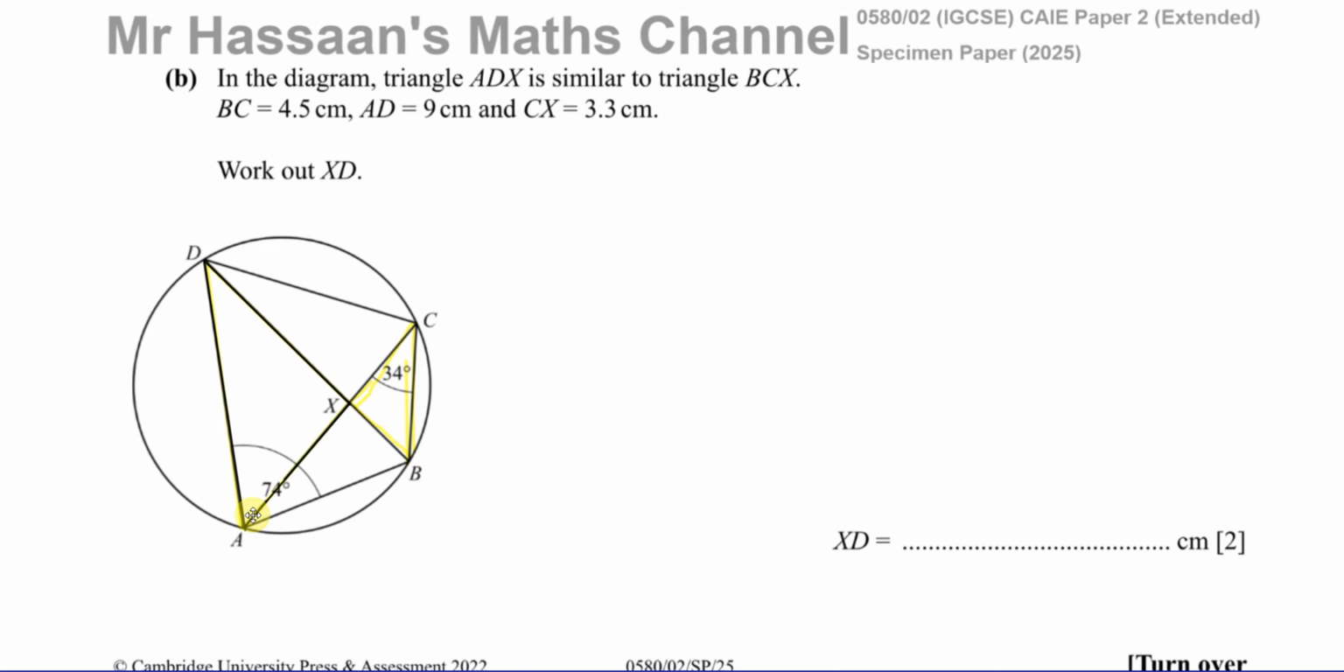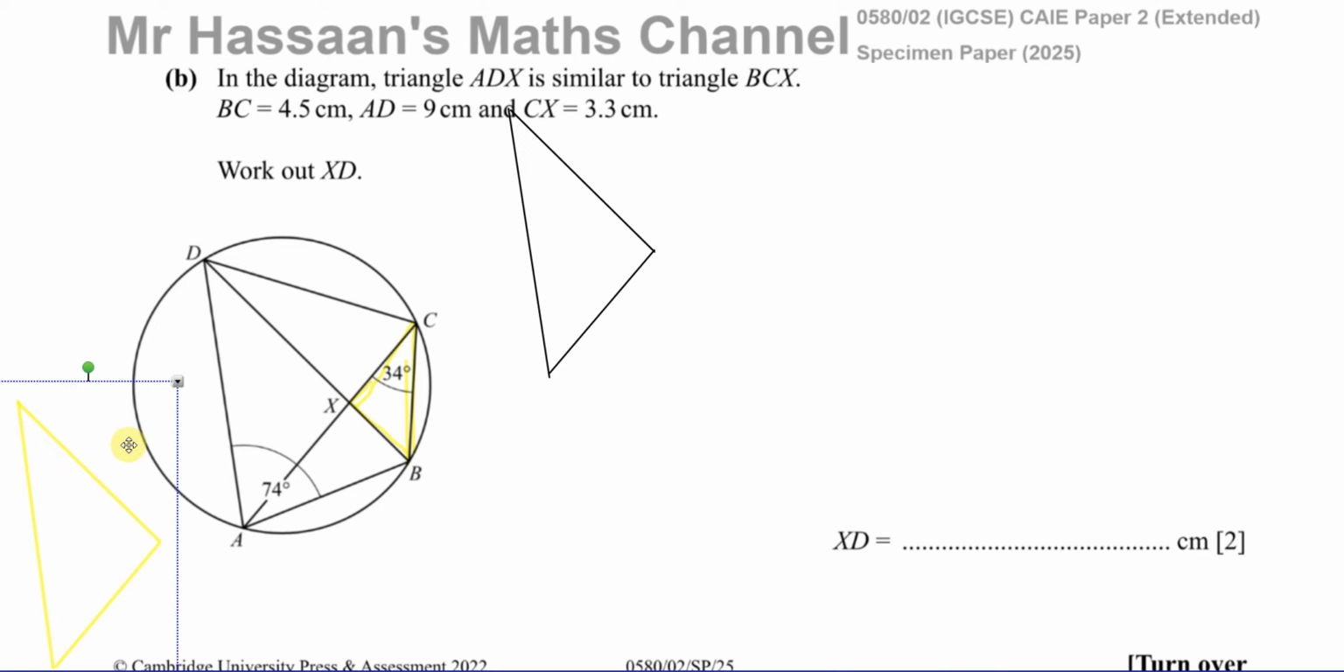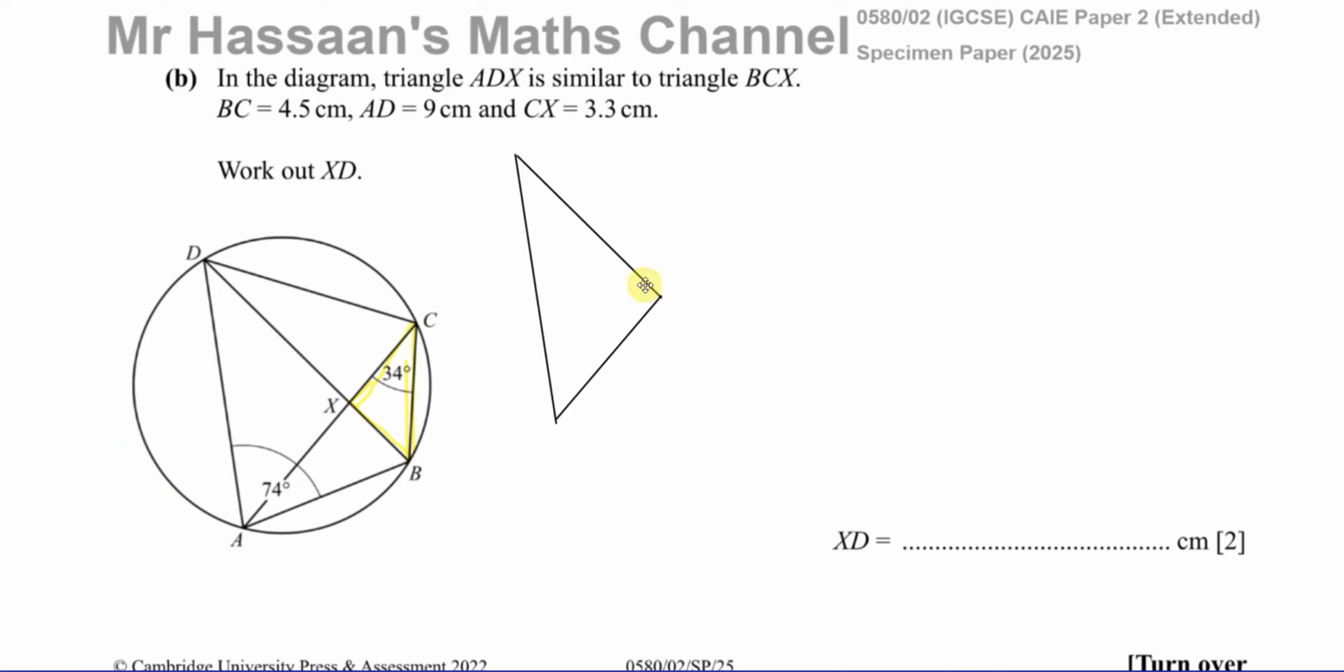So what I like to do, when I'm dealing with similarity, is take these two triangles and draw them outside of the diagram. So this is the triangle, that's A, D, X. That's the triangle here that I've just drawn, right? I know that this angle is 34. We learned that in the earlier part of the question. So this is the angle over there, 34 degrees.